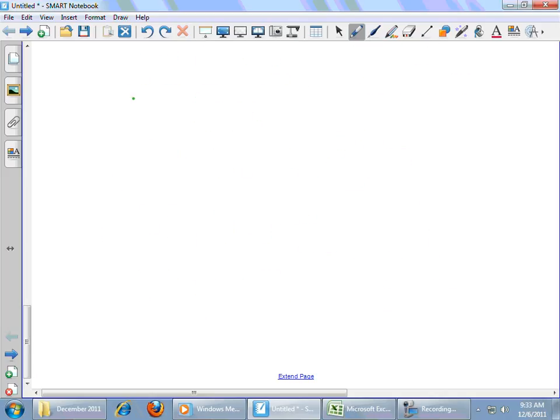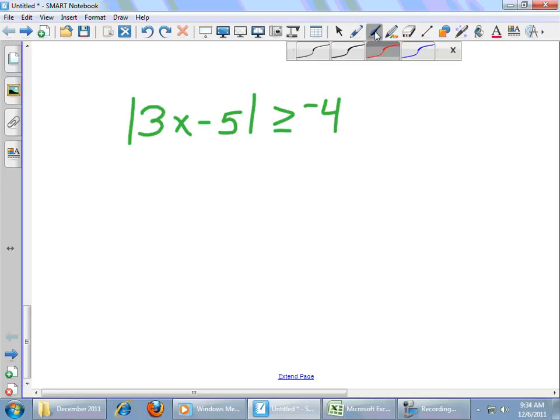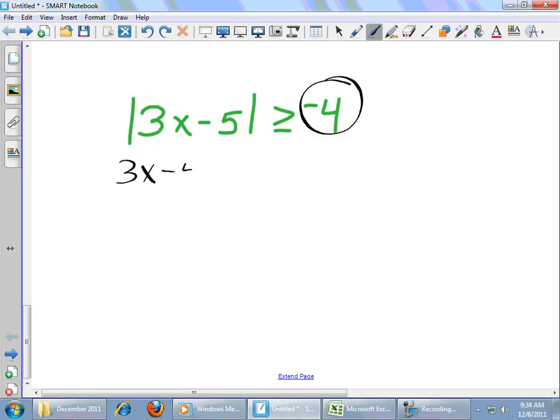All right, how would you handle a situation like this? 3x minus 5 is greater than or equal to, let's go with 4. Let's make it negative 4 as a matter of fact. Okay. Now, if you're really sharp, you should know something's going on here. It's not a no solution problem, though. Let's go ahead and solve it. Let's get 3x minus 5 is greater than or equal to negative 4. Or, because that's a great or, 3x minus 5 is less than or equal to positive 4.